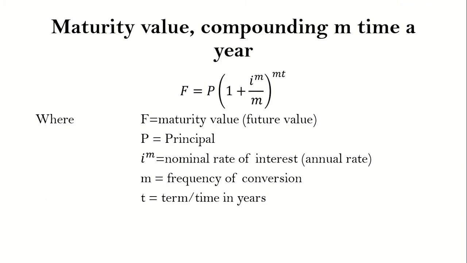Okay, this is the formula for finding the maturity value compounding m times a year. So we have here F equals P times 1 plus i raised to m over m, raised to m t, where F is the maturity value, P is the principal, i raised to m is the nominal rate, m is the frequency of conversion, t is the term or time in years.